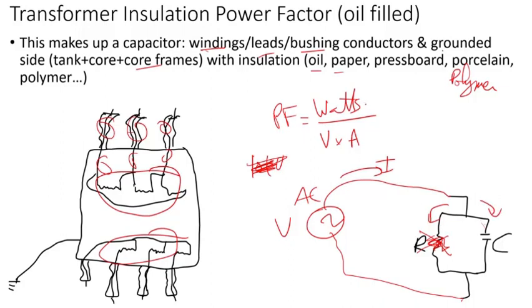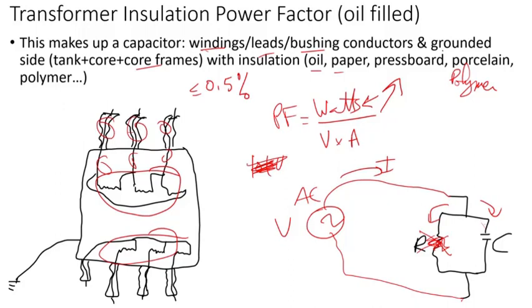So obviously, the worse the imperfection of the insulation, whether there's moisture or contamination, the higher the watts will be. That means the power factor will get larger. You don't want that. We want the power factor to be as small as possible. Typically, for power transformers, you want that to be smaller than 0.5%. This is just to give you an idea.